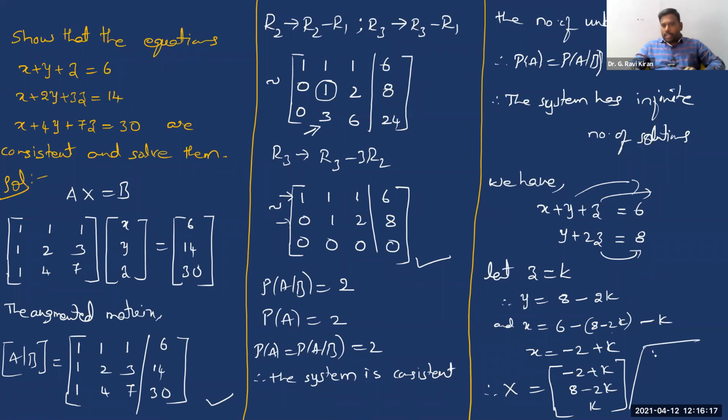In case you take k equal to 0, then you will get x equal to minus 2, y equal to 8 and z equal to 0. This is one solution. If you take k equal to 1, then corresponding to that you will get some other set of values for x, y, z. So for different values of k like this, you will get different solutions. And each solution, whatever you are getting, satisfies the given system of equations. So all these sets of values for capital X are solutions of the given system of equations. And that's how we can say the system possesses infinitely many solutions.